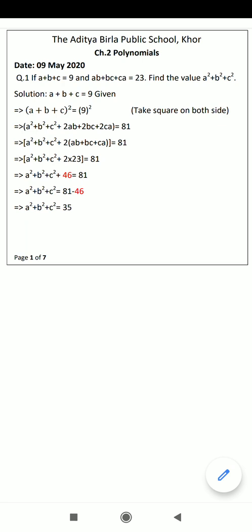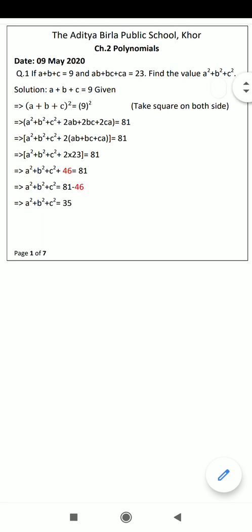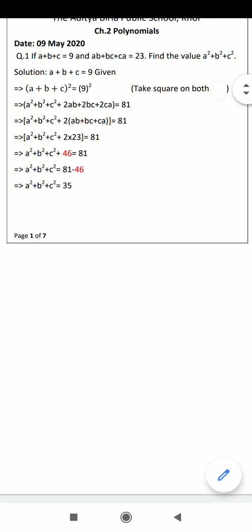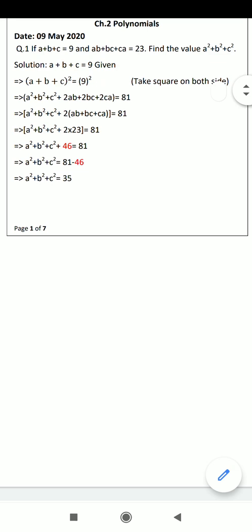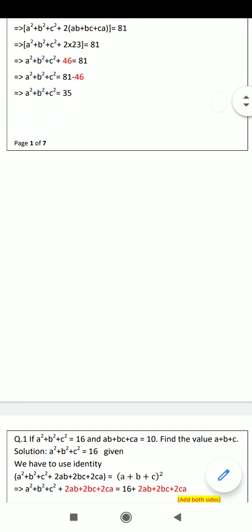Now transpose this 46 to the right side. Here it is positive, on the right side it becomes negative. So in the next step we write a square plus b square plus c square equals 81 minus 46. And in the last step, a square plus b square plus c square equals 81 minus 46, that is 35.